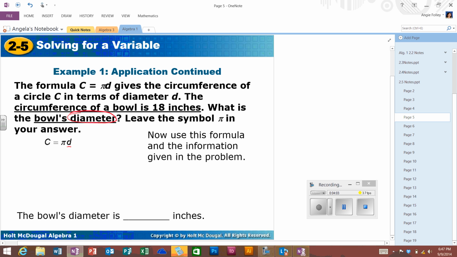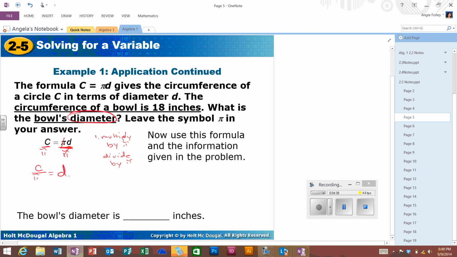So diameter is right here. Well, what's being done to the d value? Well, first it's being multiplied by pi. And that's the only thing on this side. There's nothing else. So we work backwards by doing the reverse. Well, the reverse would be to divide by pi. So I'm going to divide this side by pi. If I divide that side by pi, I also need to divide this side by pi. So that tells me that c divided by pi is equal to the diameter.